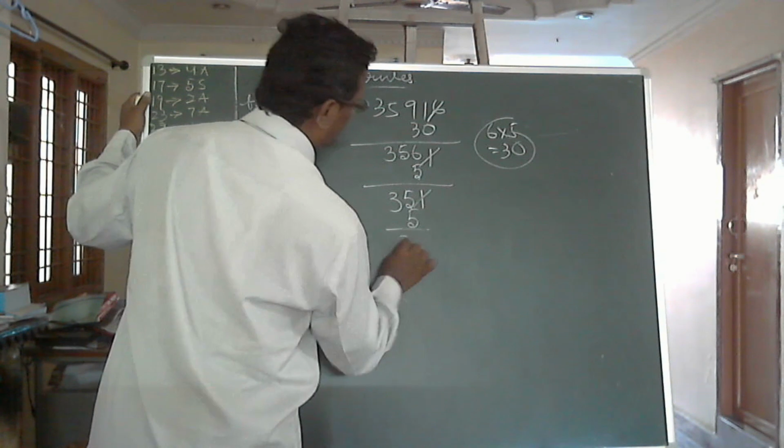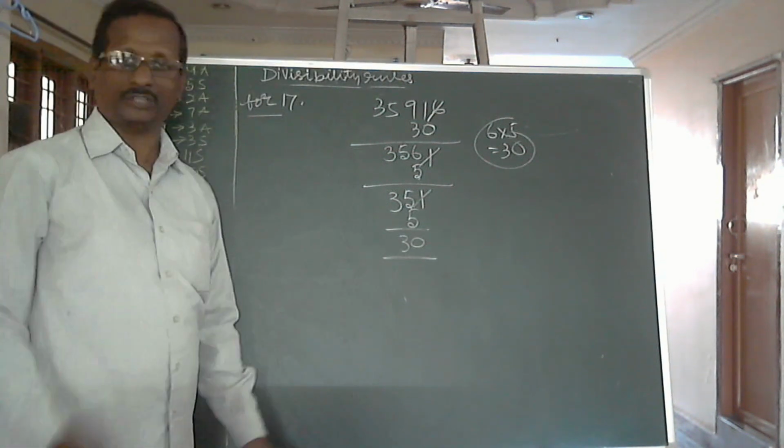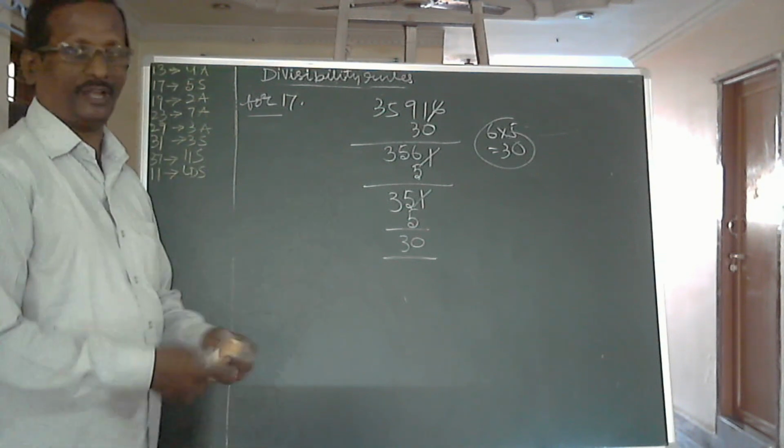This is 5, 30. This 30 is not divisible by 17. Therefore, the whole number is also not divisible by 17. This is also a new rule.